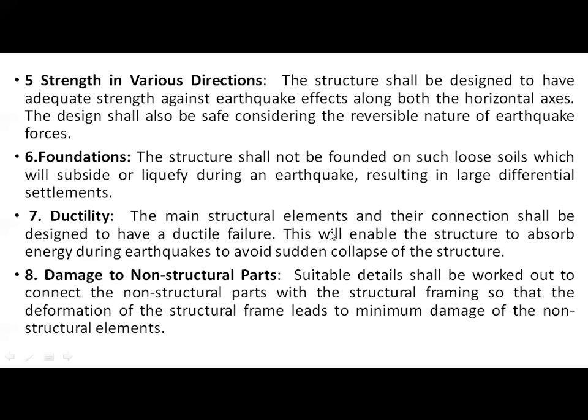Next point is ductility. The main structural elements and their connections shall be designed to have ductile failure. This will enable the structure to absorb energy during earthquakes and to avoid sudden collapse of the structure. The ductility point says that each and every element should have ductile nature. The steel reinforcement we use, and the bond between steel and concrete, should be strong. If the structure has a ductile nature, it will resist the dynamic loads, meaning it will absorb the loads coming from the earthquake. So we have to make sure that the structure is of ductile nature. Then automatically it will resist the dynamic loads and avoid the sudden failure of the structure.